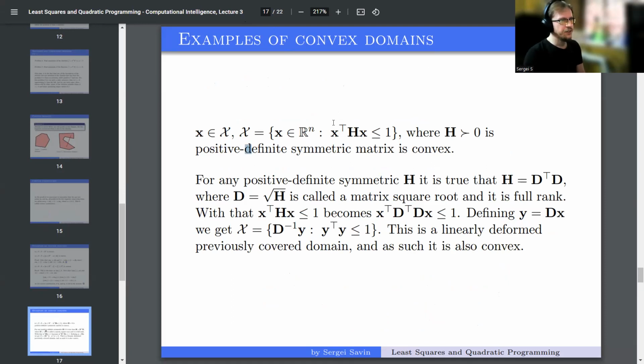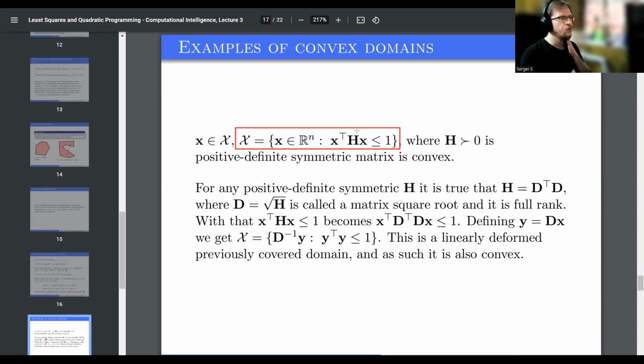So now for another domain, another convex domain. Let's say we have x in R^n, and our domain is all x such that x transpose H x is less than or equal to 1, where H is a positive definite matrix. Well, this is also a convex domain. In fact, what it describes is an ellipsoid.